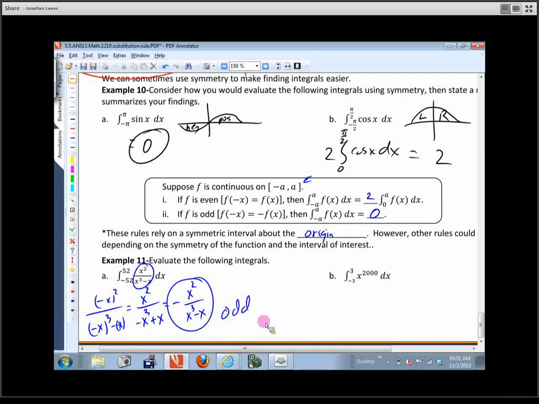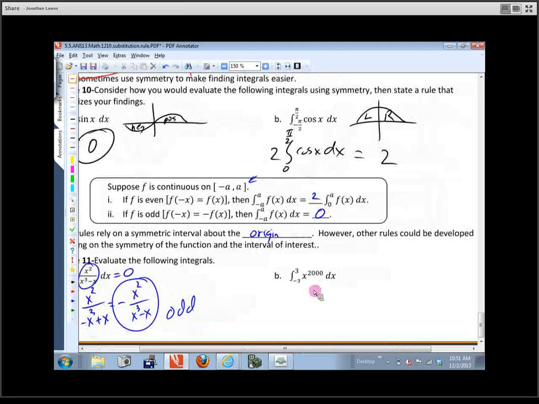So why is reviewing some pre-calculus, some stuff that you learned in 1050, a good thing to do here? Because the answer is 0. You don't have to do any integration, no substitution or anything like that. Got it. Any questions?